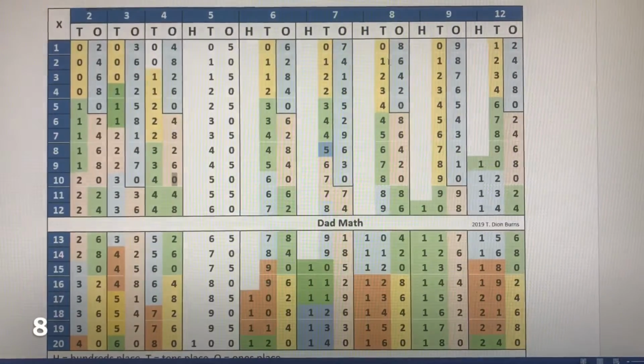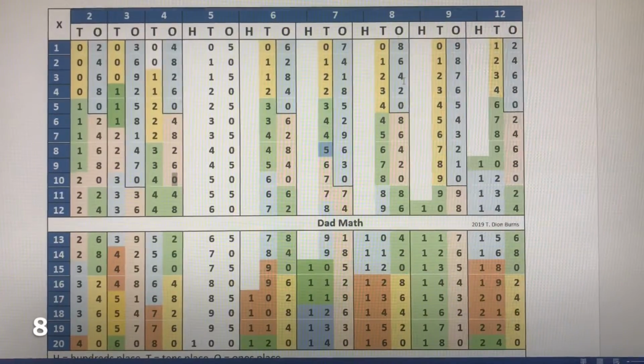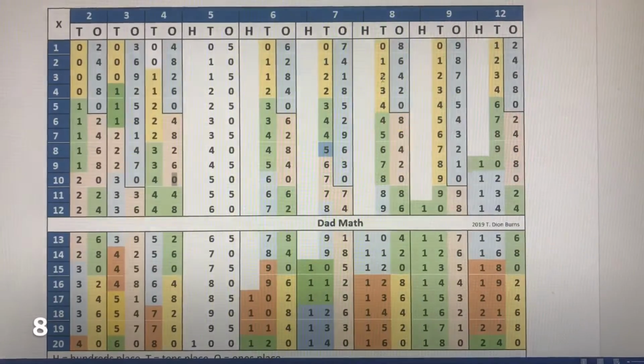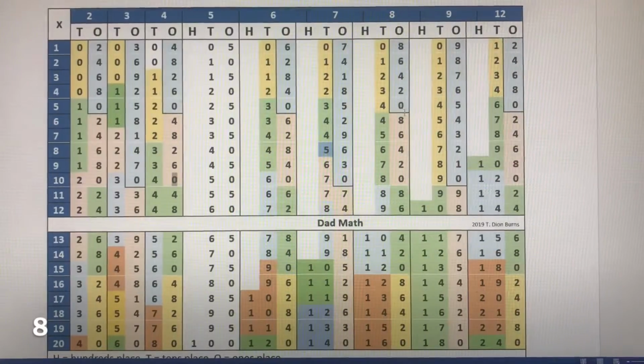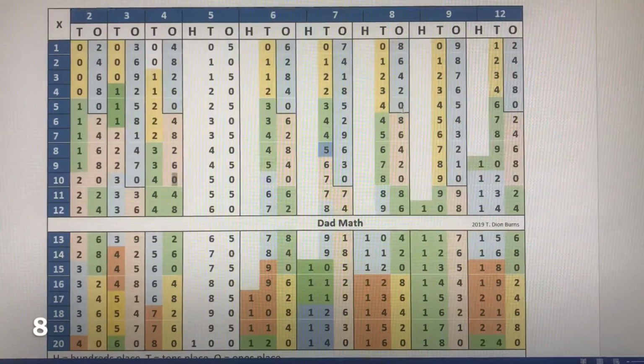8 is the same way. The pattern is 86420. If I ask you what is 8 times 4, you will say 32. 86420. The next answer, 8 times 5, has to end in 0. It can't be 30, so it has to be 40.